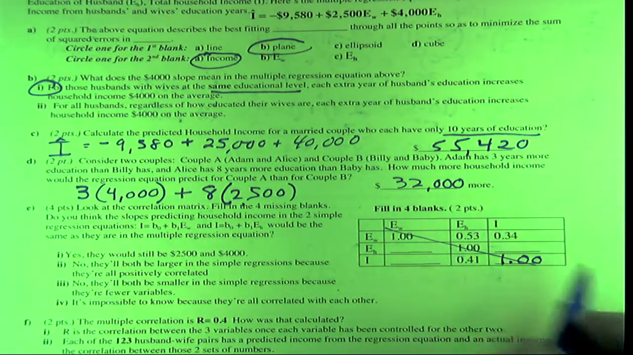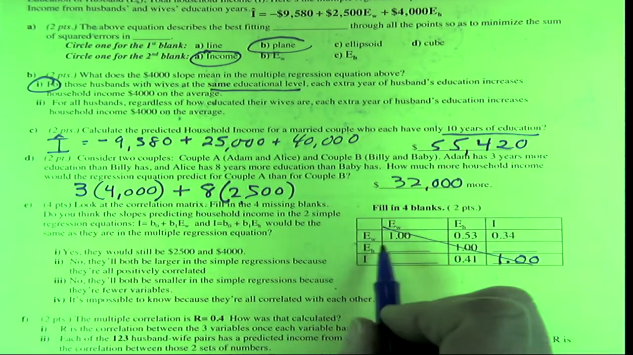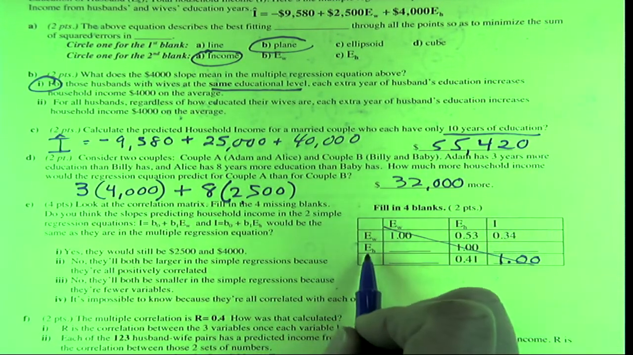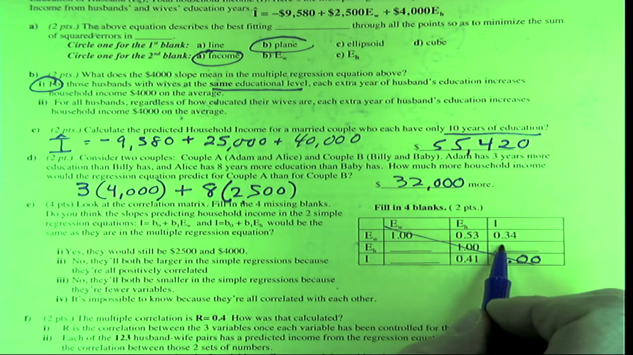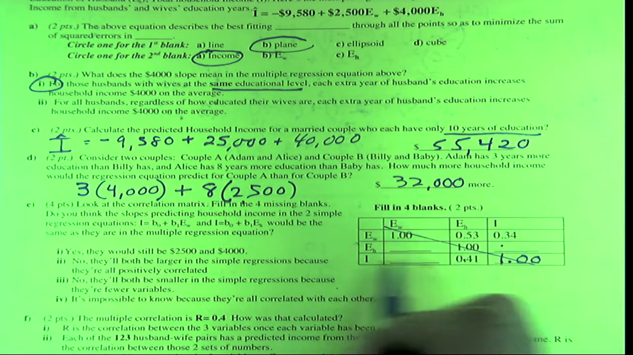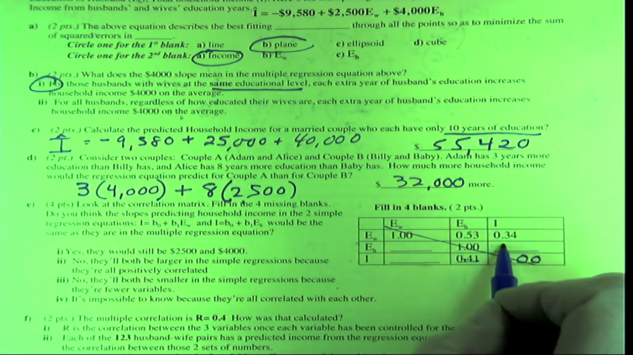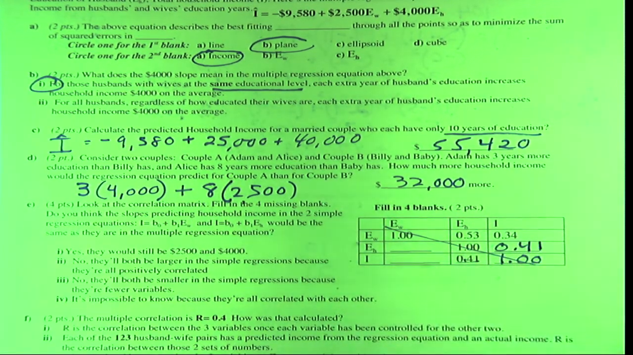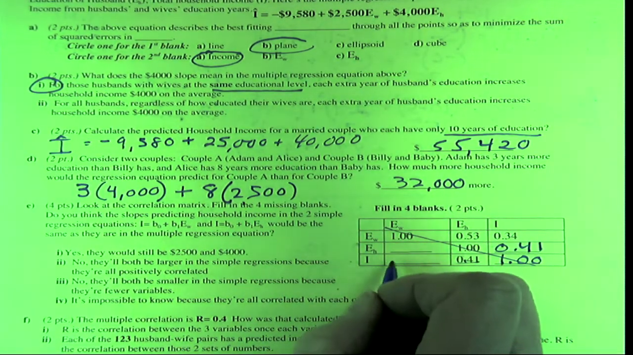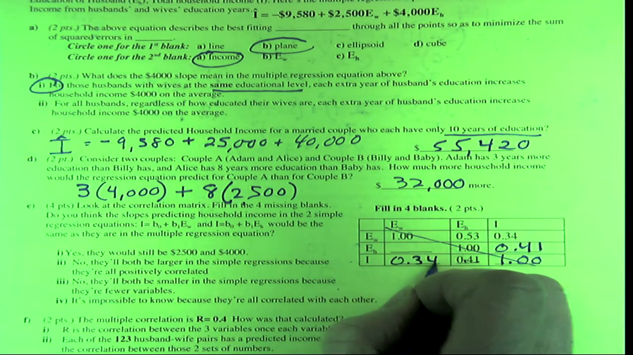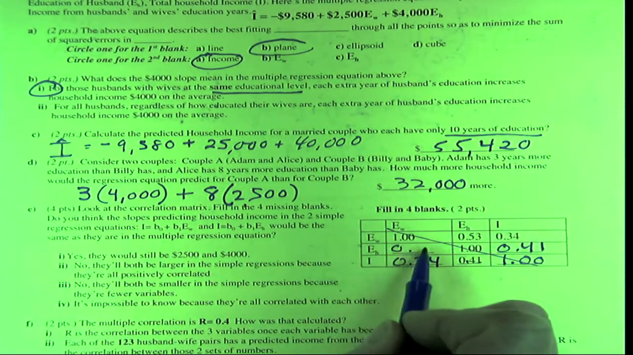Let's fill those in. All right, so how can we fill this in? This is the correlation between the husband's education and the income. Well, wouldn't it be the same as between the income and the husband's education? And this one, the same way. Any questions on that?